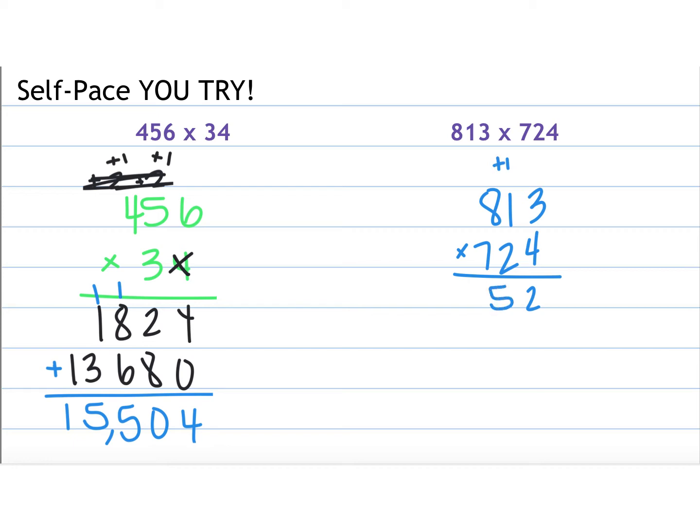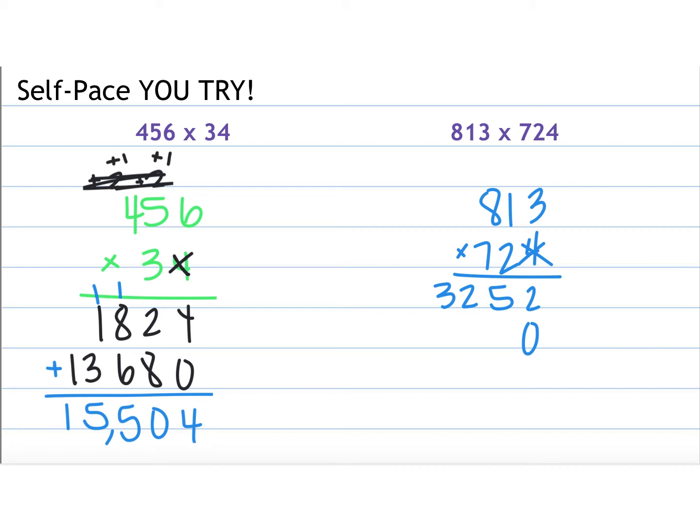4 times 8 is 32. Done with the 4, I'm moving over one spot, so I fill in with a 0. I'm going to just go ahead and erase this part here. Okay. Now we're on to the 2. We're going to multiply 2 by everything across the top.